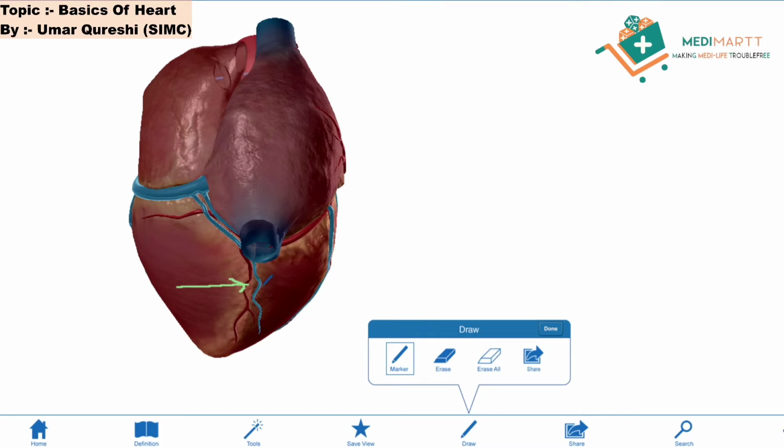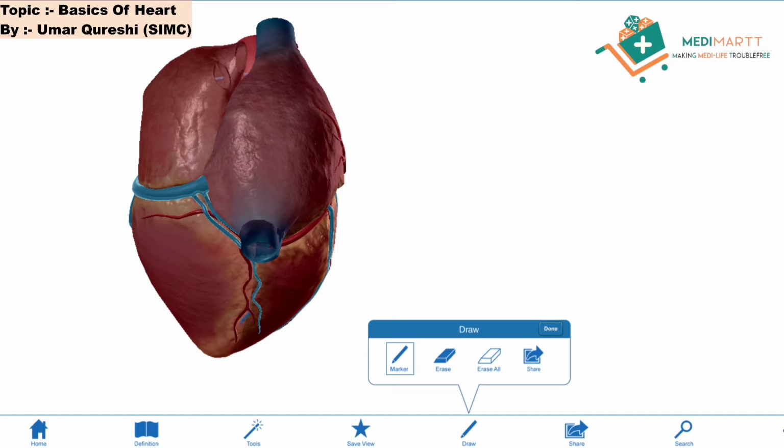Why right coronary artery? Because the right coronary artery is coming like that and it is moving like that. So it is named as the posterior interventricular branch of the right coronary artery. Now the middle cardiac vein, this blue one is the middle cardiac vein. And the last one is the anastomosis of the interventricular branches of both coronary arteries.